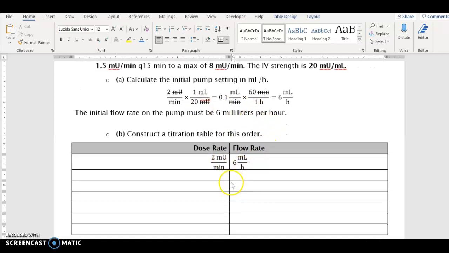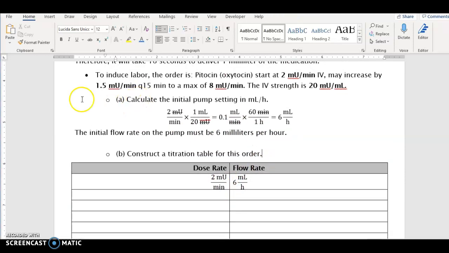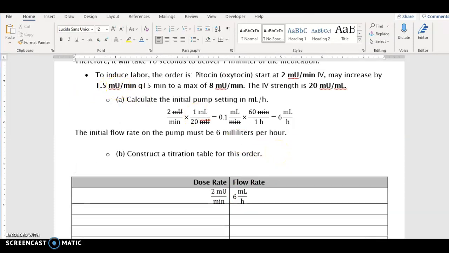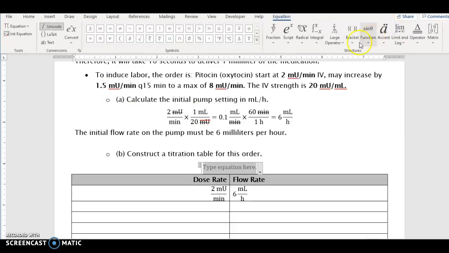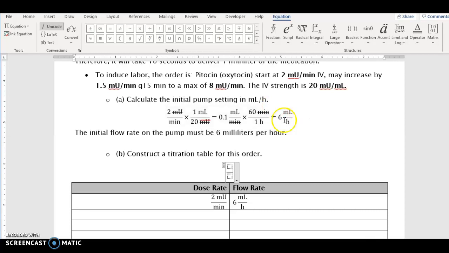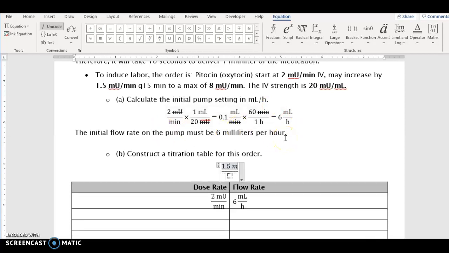Okay, so to fill out the remaining part of the table, we're going to take the 1.5 milliunits per minute and convert that into a flow rate in milliliters per hour. It's a very similar calculation to what we did here. So 1.5 milliunits per minute, that's the incremental dose rate.